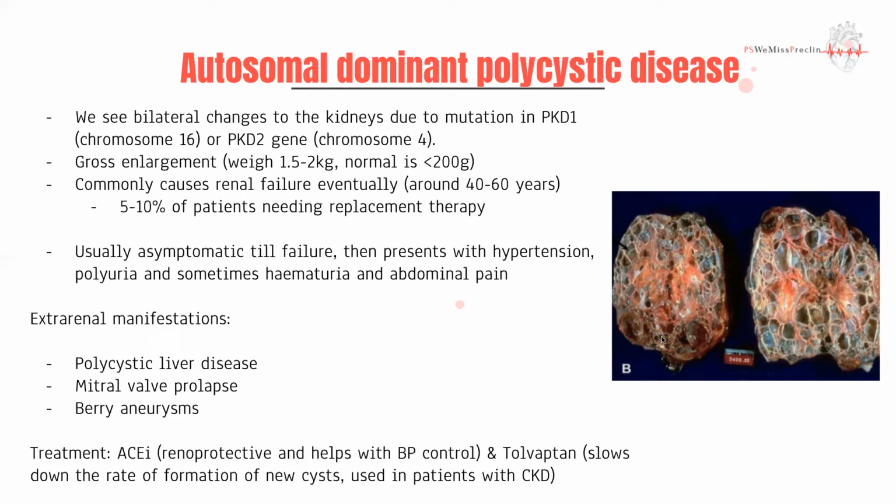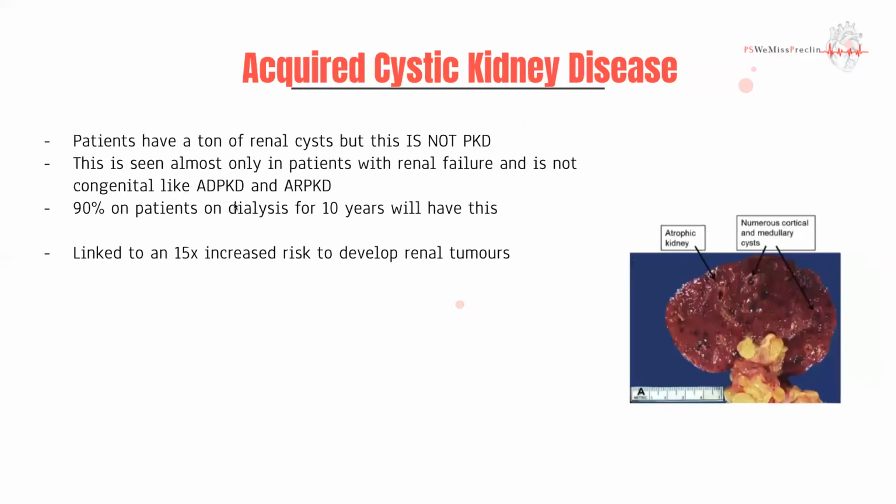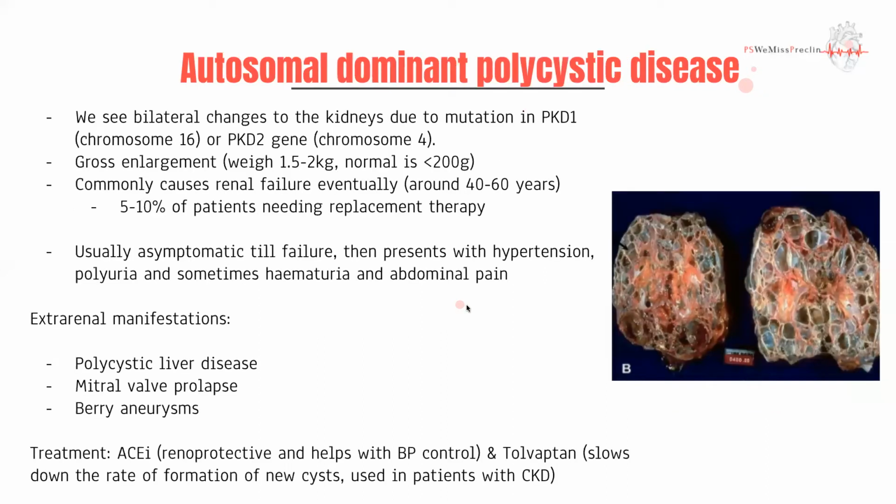Now with ADPKD, autosomal dominant polycystic kidney disease, you see a gross enlargement. So if you look at this, you kind of have these holes in them, but the kidney itself doesn't look grossly enlarged. In most cases, actually, the kidney with acquired cystic kidney disease would be quite atrophied and small because it's already failed. Versus with autosomal dominant polycystic kidney disease, you will see huge kidneys to the point where they often may be palpable, and they weigh about 1.5 to 2 kgs, and the normal weight of a kidney should be less than 200 grams.